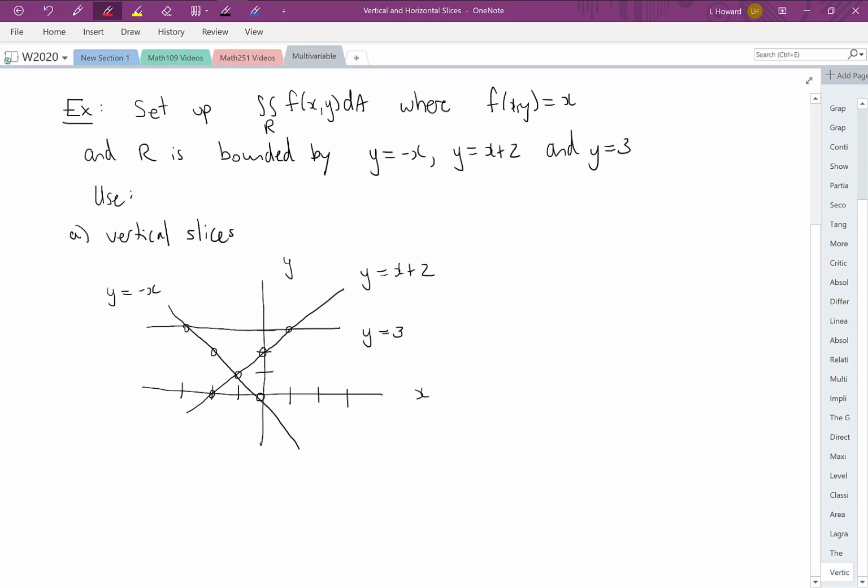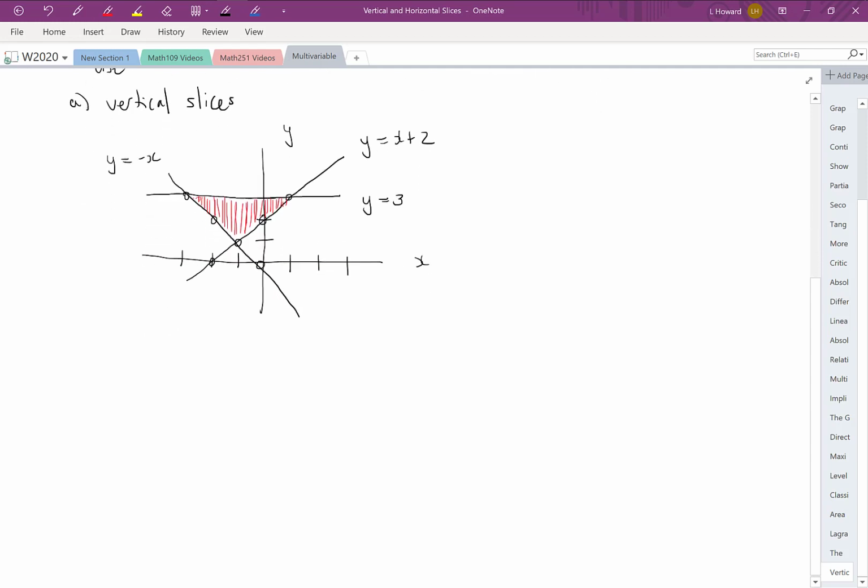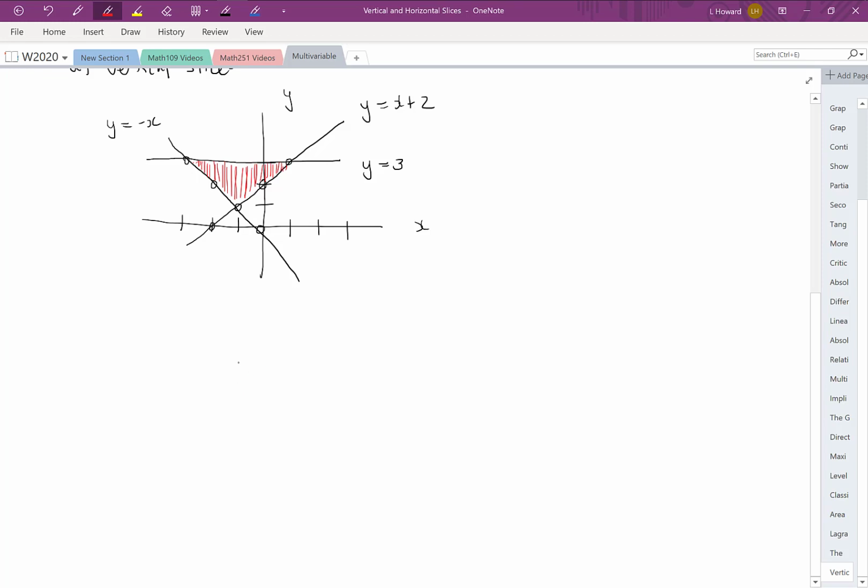So the first way we're going to approach this is we're going to do vertical slices. So what that means is draw a bunch of vertical lines that are going through your region. So essentially we're just trying to highlight our whole region R, but we're highlighting it by drawing these vertical lines. So one way to capture all the points that lie in this region is to talk about what y values lie in here, and then after that to talk about what x values lie in here. So let's focus in on one of these vertical slices. Let's look over on the left side, for example.